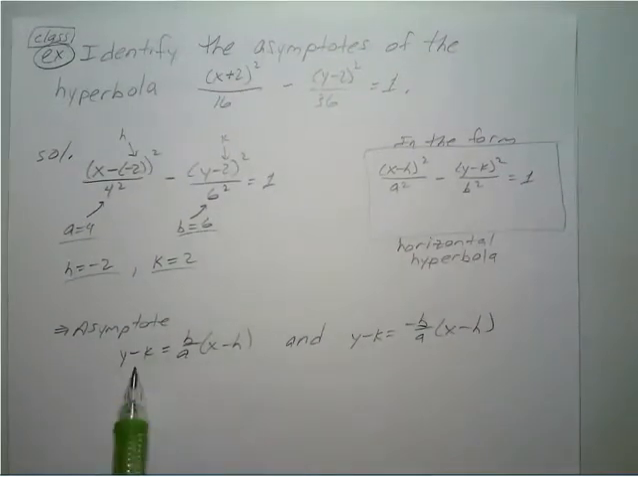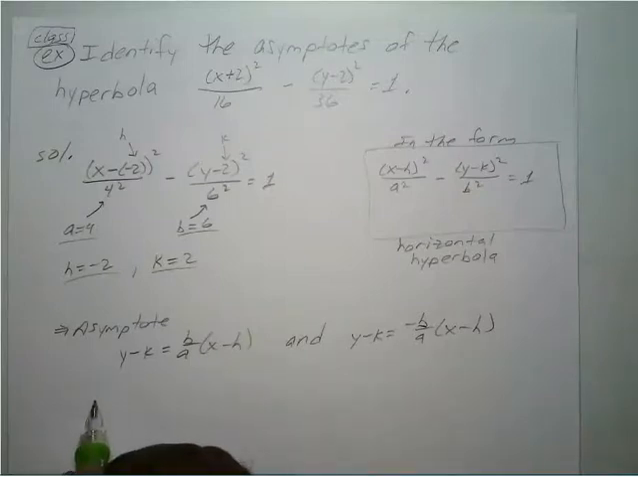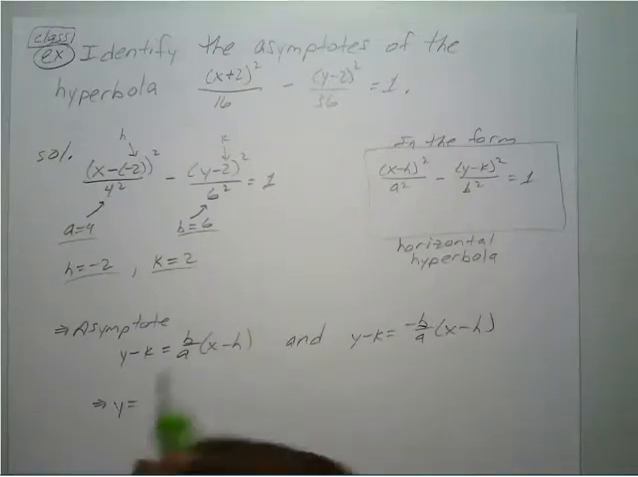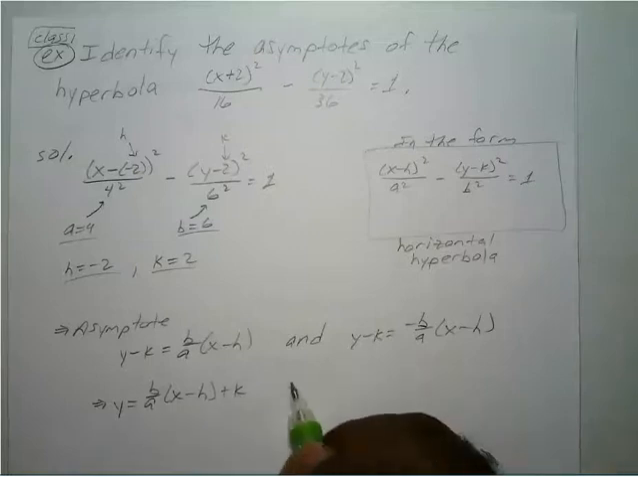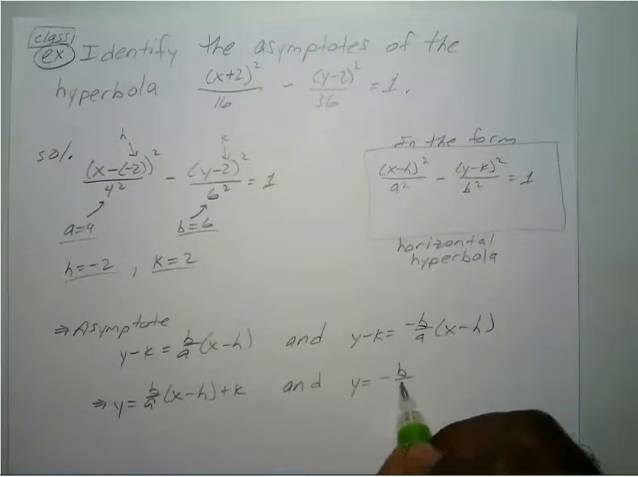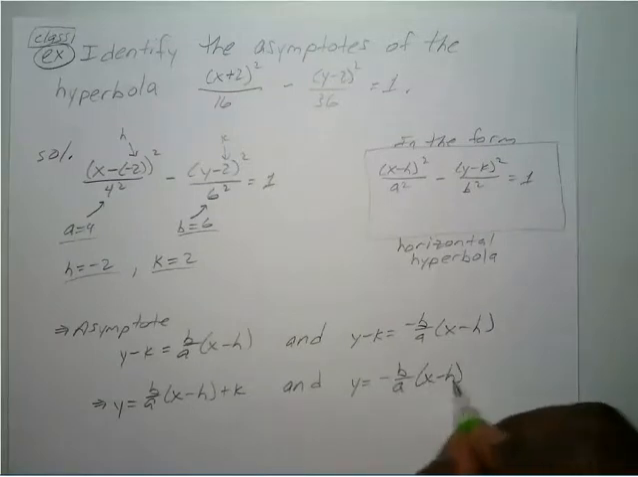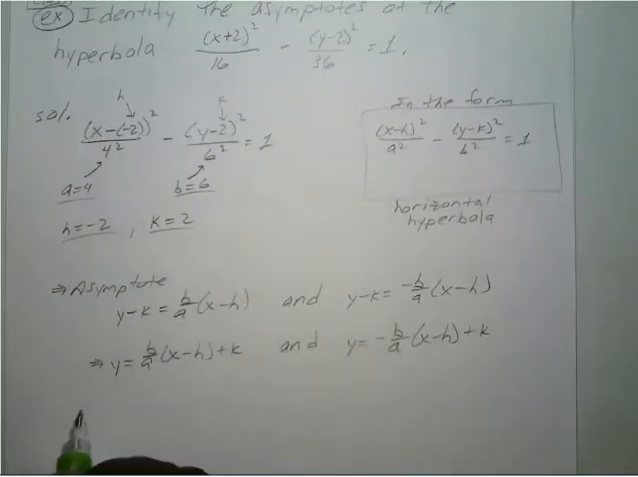All right, so what we're going to do is go ahead and just add k to both sides for both of these, really just to help us solve for y. So it's y equals b over a times x minus h plus k, and y equals negative b over a times x minus h plus k. Okay, so we know our b, our a, our h, and our k, all from up here. So we go ahead and plug those in.